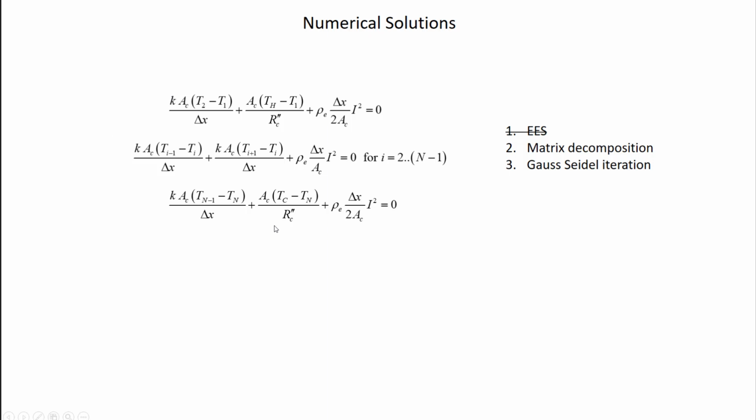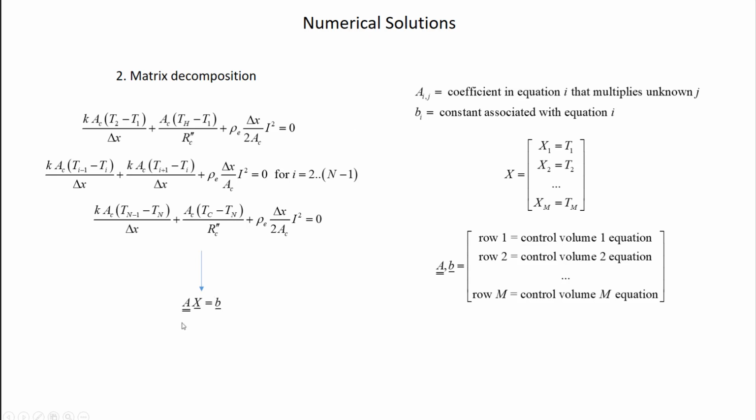So this is a set of linear equations. We said that if we want to put this into a matrix form like this, Ax = b, we have to remember our linear algebra. And our linear algebra tells us that this matrix A is filled with all of the coefficients that multiply these unknown temperatures, and this vector b is filled with all the constants associated with each of these equations.